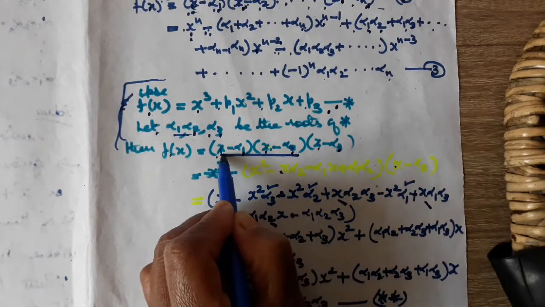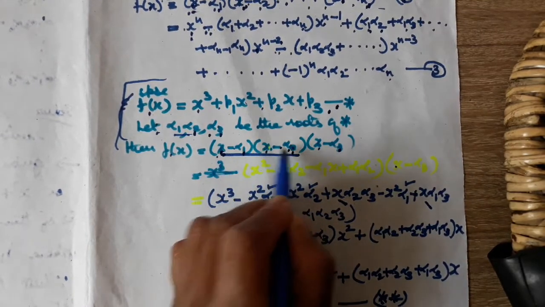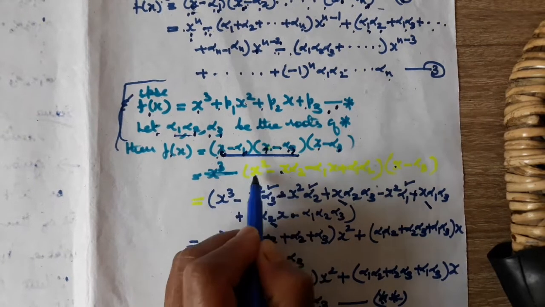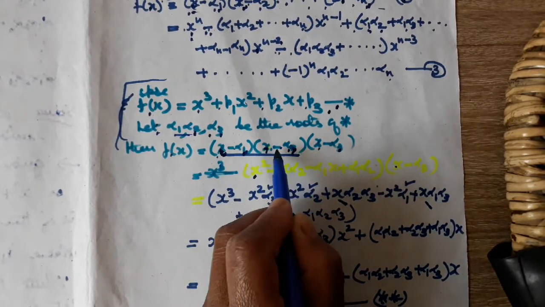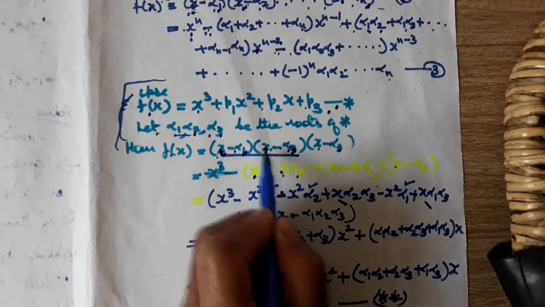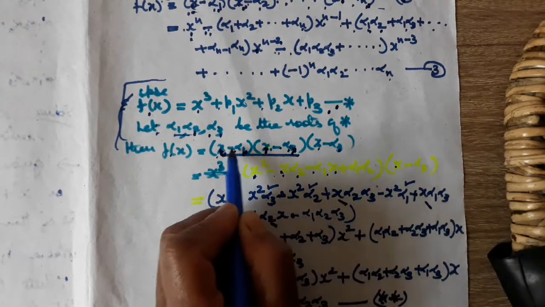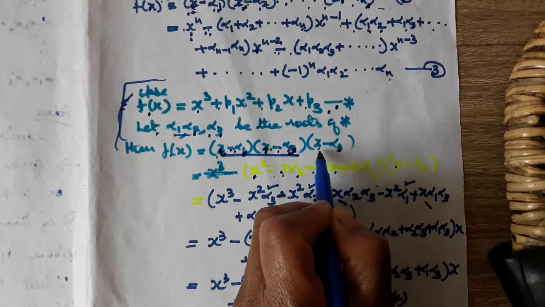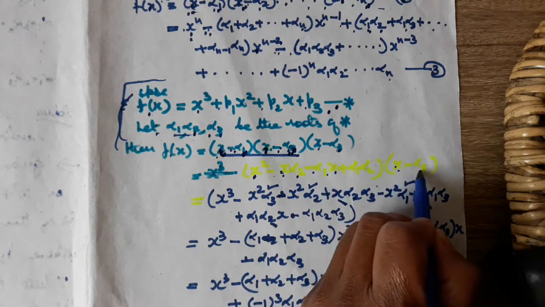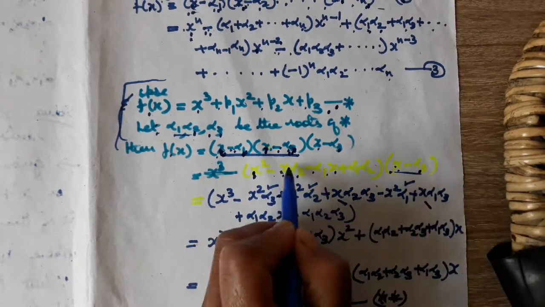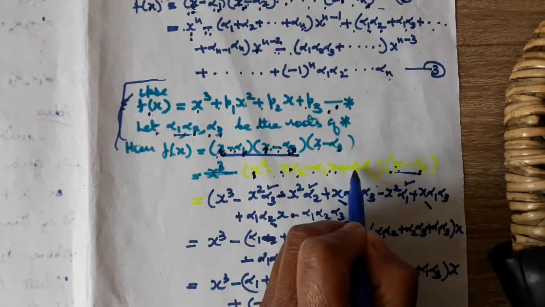So first of all, what you need to do is multiply these two parts, that is (x minus alpha 1) into (x minus alpha 2). What you get is x into x is x squared, x into minus alpha 2 you get minus x alpha 2, minus alpha 1 into x you get minus alpha 1 x, minus into minus is plus, that is alpha 1 alpha 2, into this third polynomial, that is (x minus alpha 3). Now multiply each of these terms with each term of the third factor.